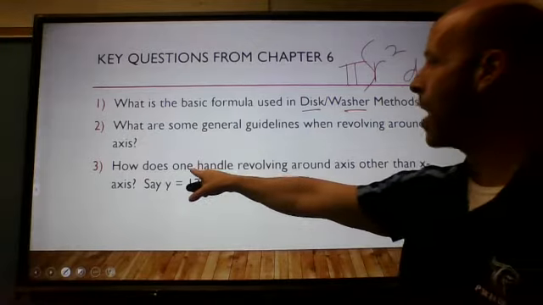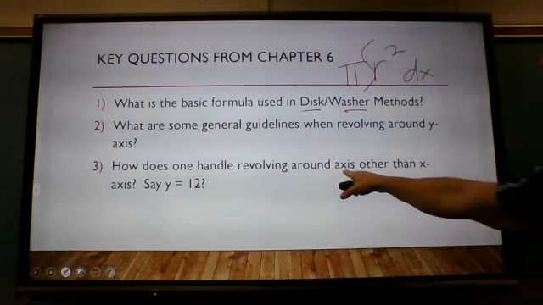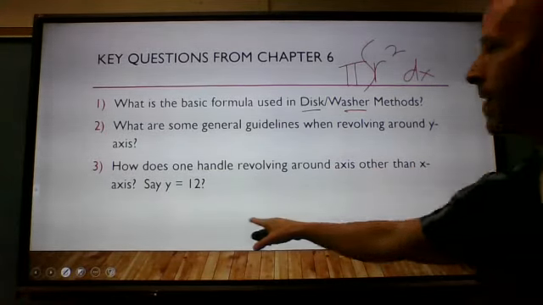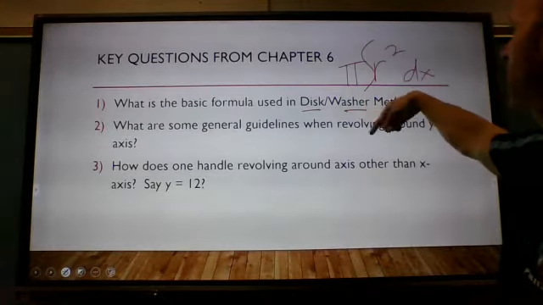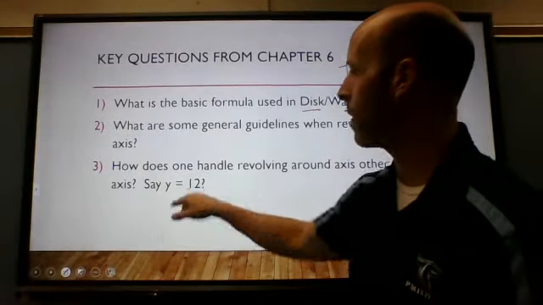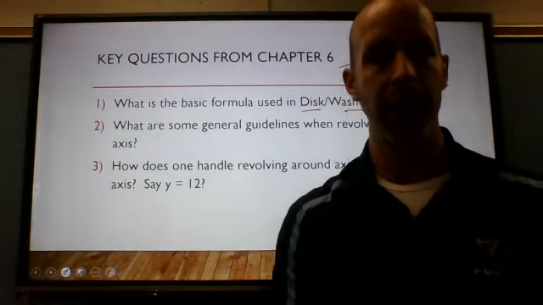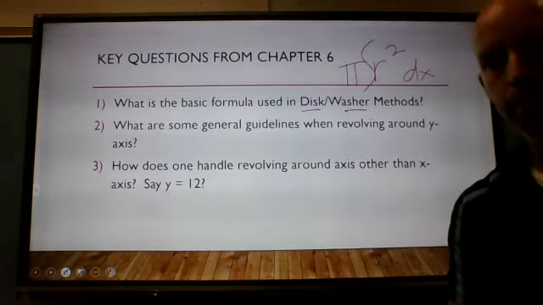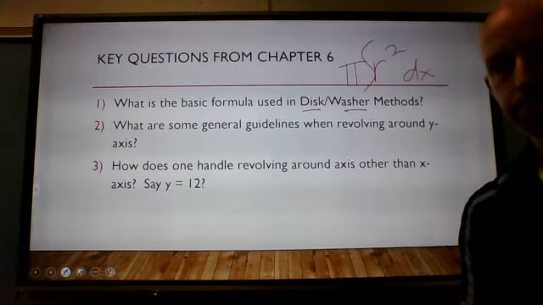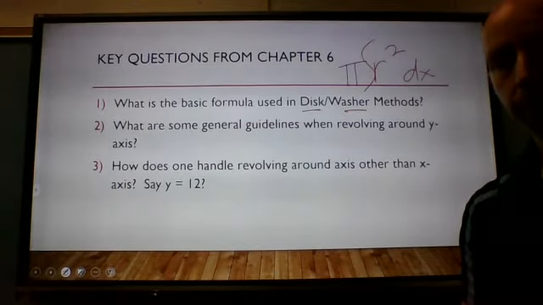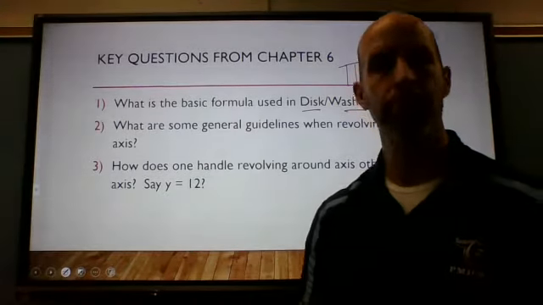All right. So how does one handle revolving around an axis other than the x-axis? Let's say up here I said revolve this around the x-axis. What if I said revolve it around the line y equals 12? What do we have to do there? You would have to change your big R and your little r to match what you're revolving around.